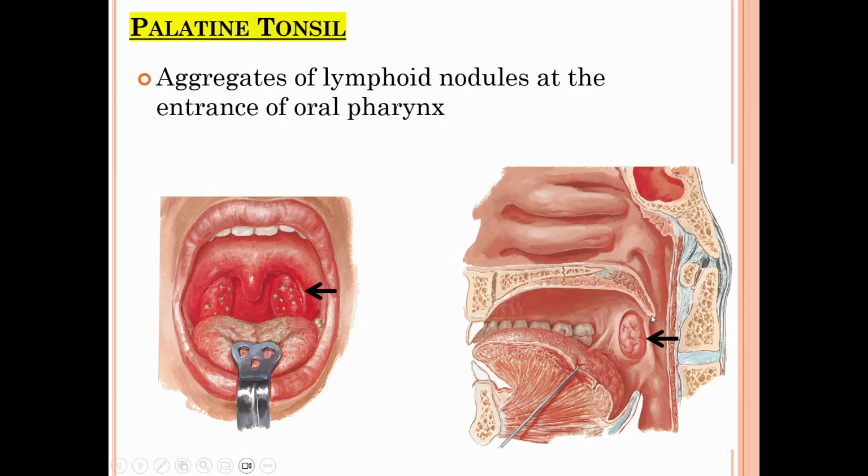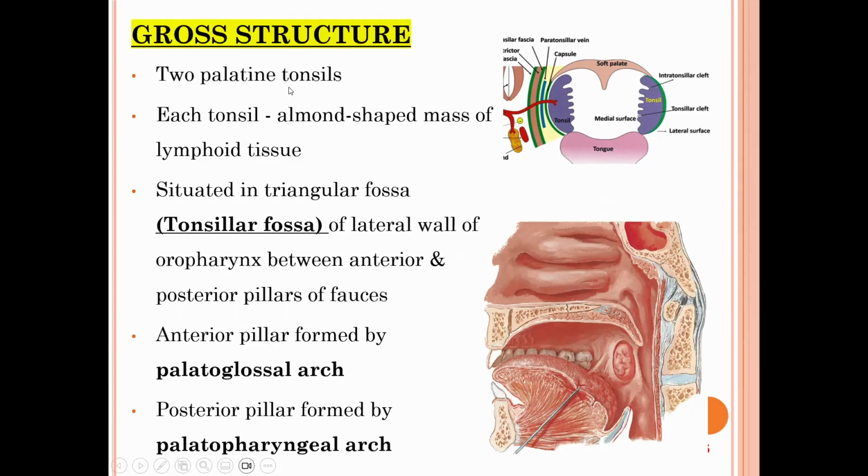Okay, it's not oral pharynx, it is oropharynx. So I have shown you in the dissection hall also. You can see here is the tonsillar fossa where the tonsil is located. So there are two palatine tonsils. Whenever nothing is specified, if they are asking the tonsil, then it is palatine tonsil only. Each tonsil is an almond shaped mass of lymphoid tissue situated in a triangular fossa, that is tonsillar fossa of lateral wall of oropharynx, between the anterior and posterior pillar of fauces. Anterior pillar you can see here, that is the palatoglossal arch, and posterior pillar, that is formed by palatopharyngeal arch.